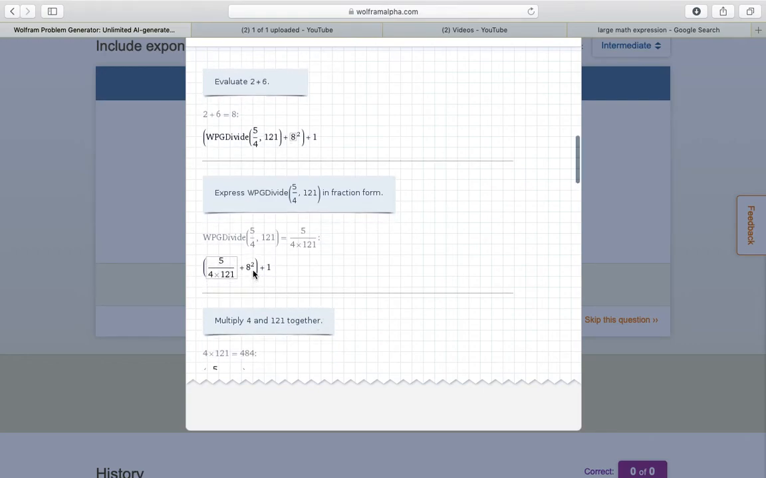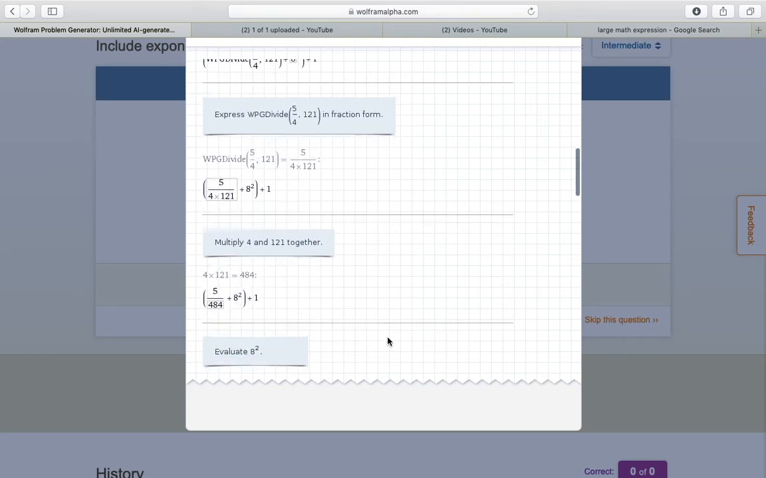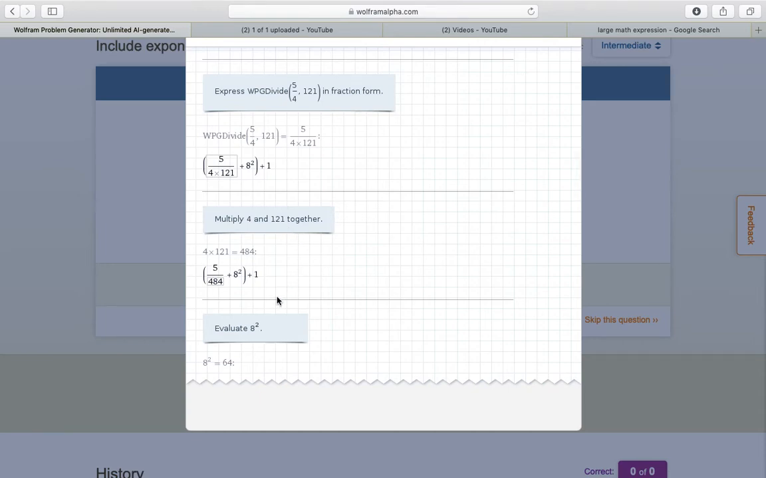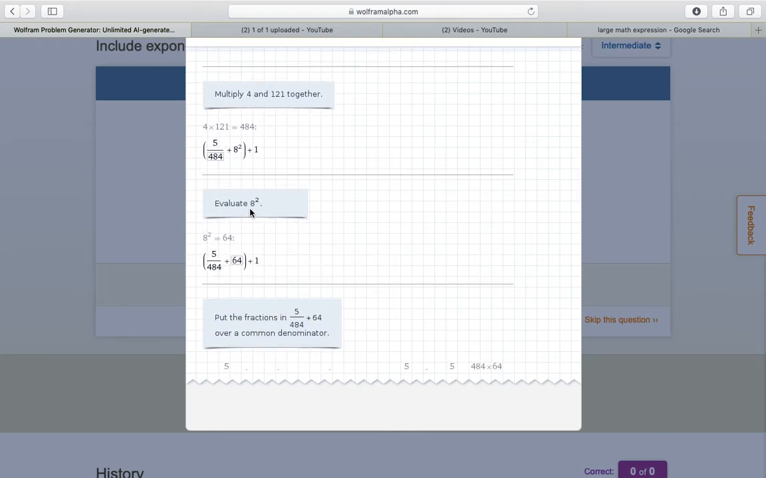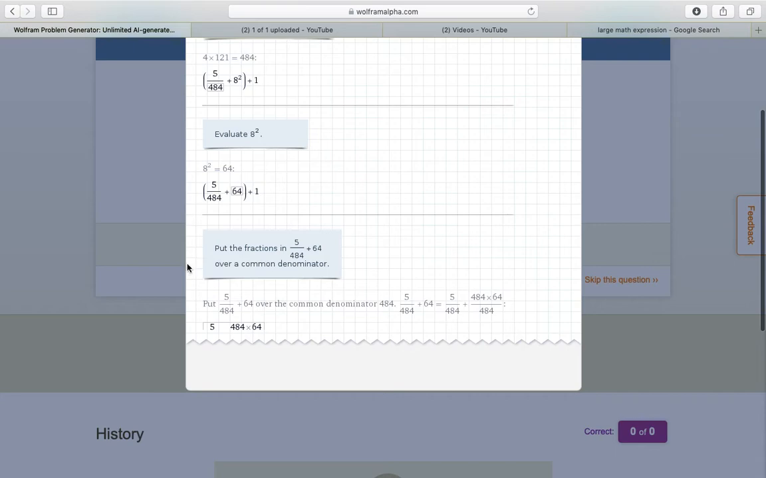And then you have 8 times itself, or 8 squared, that's the way they're going to word it in your math courses, plus 1. Then multiply 4 and 121 together. I kind of already did that. That's 484, and then 5 is in your numerator, plus 8 squared. They're saying evaluate 8 squared. So that means to do this operation. That's what they're saying by evaluate. So 8 to the second power equals 64. You could also think of it as 8 times 8. You just know that from your grammar school multiplication tables. Or you could use a calculator and go 8 times 8, because they probably allow you a calculator.